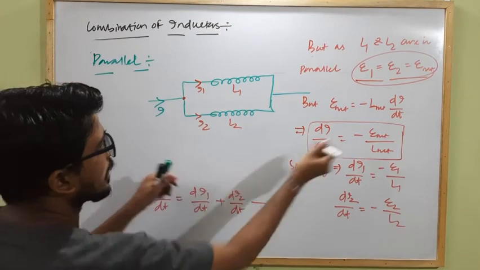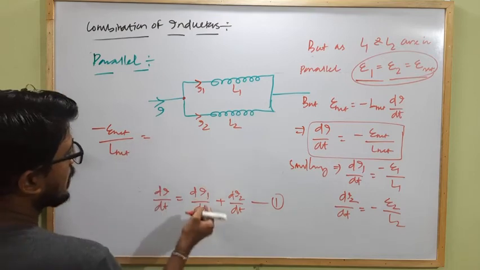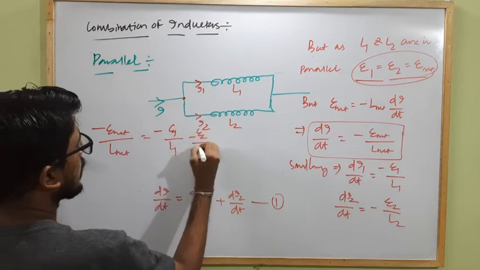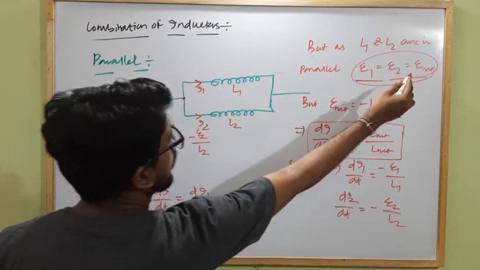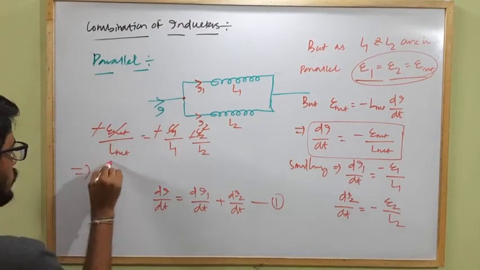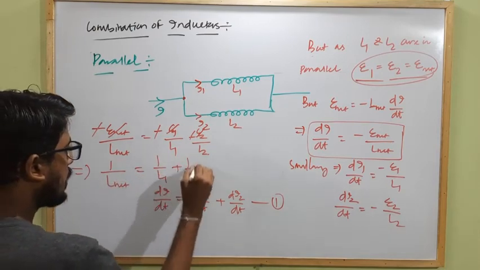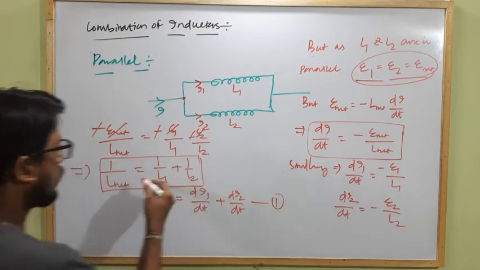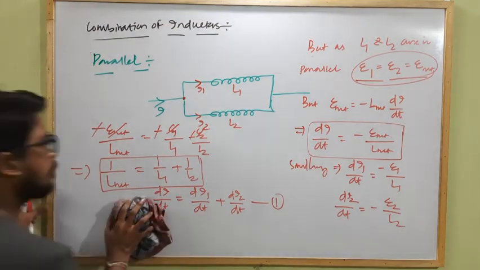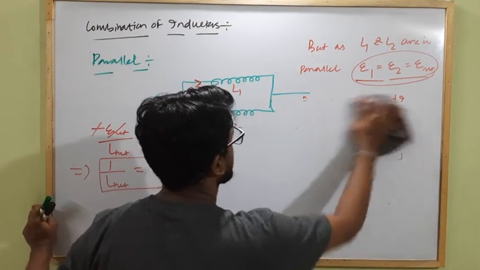So by using these three relations, in place of di by dt I can write minus E net by L net, and di1 by dt is minus E1 by L1, and di2 by dt is minus E2 by L2. But E1, E2, E net are all the same, so they cancel, and the negative sign also cancels. So this implies you will get 1 by L net equal to 1 by L1 plus 1 by L2. This is the relation for the equivalent self inductance of inductors in parallel combination. Clear? You have to remember this, that it is the same as that of resistors in parallel.